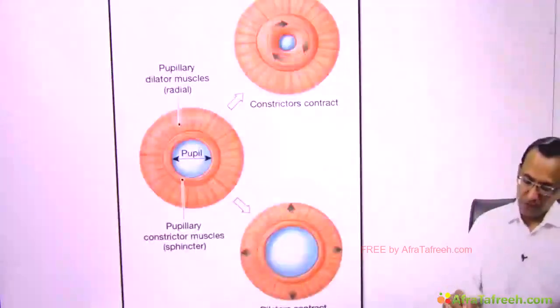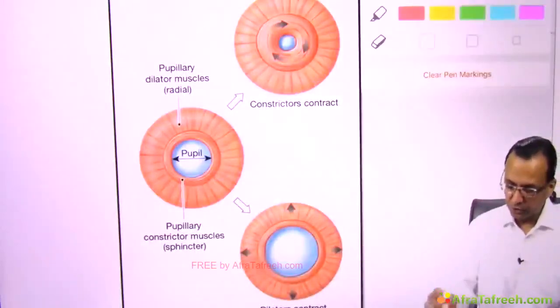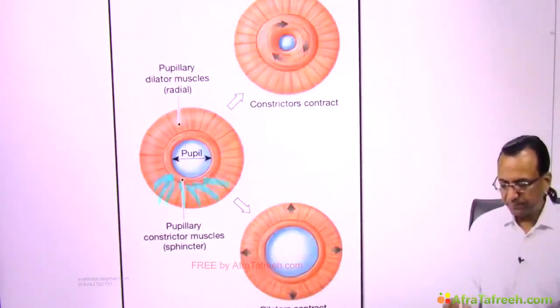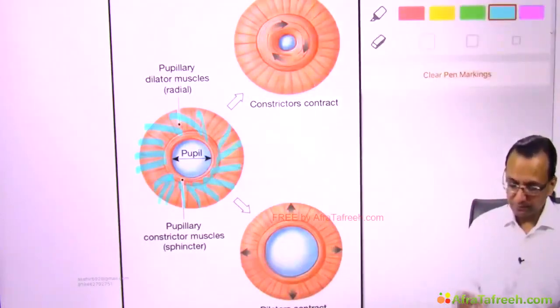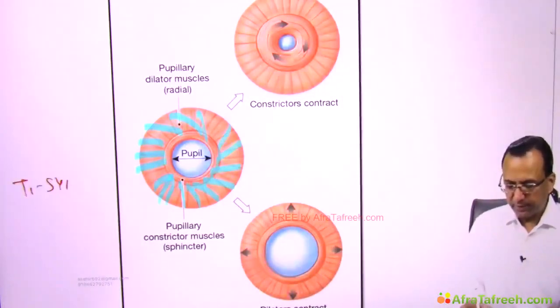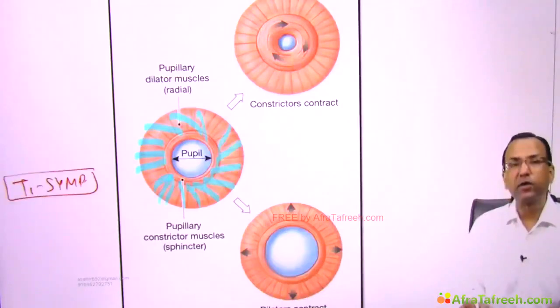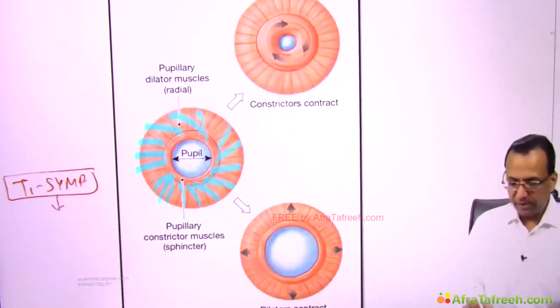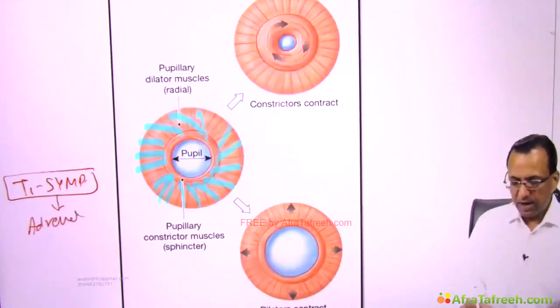Now we are talking about the iris muscles. There are two: sphincter and dilator pupillae. Understand that the radial arrangement of fibers is for the dilator, controlled by the sympathetic system, T1 sympathetic fiber. It is an adrenergic muscle, and that adrenergic muscle causes mydriasis, or what is called pupillary dilatation.